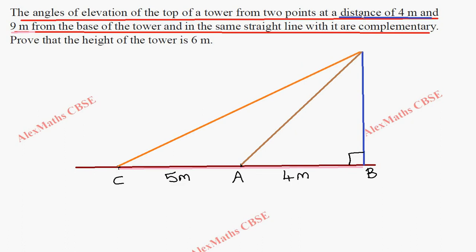But these two angles of elevation are, as per the question, complementary. Complementary means if one is theta and other is 90 minus theta, because sum of the angle is 90, that is complementary. So one is theta, other is 90 minus theta. And let's take this point as D. Now we have to prove the height of the tower is 6 meter. So let's take this as H.